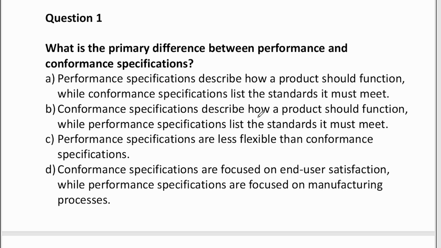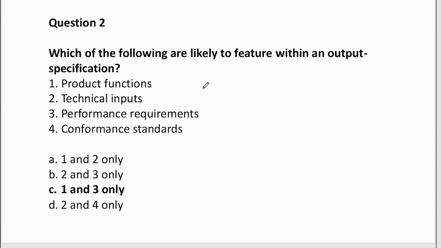Is it that? Conformance describes how a product should function. So basically, this one is just the opposite of that. Performance specifications are less flexible than conformance specifications. Not really. I mean, conformance specifications are focused on end user satisfaction, while performance are focused on, again, not really. Okay. The truth is, performance specifications describe how a product should function, while conformance just lists the standards it must meet.